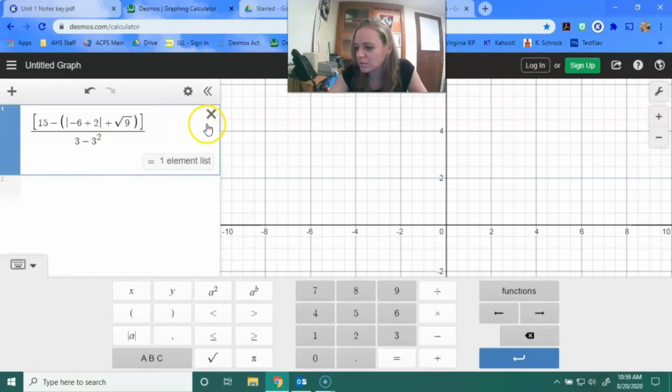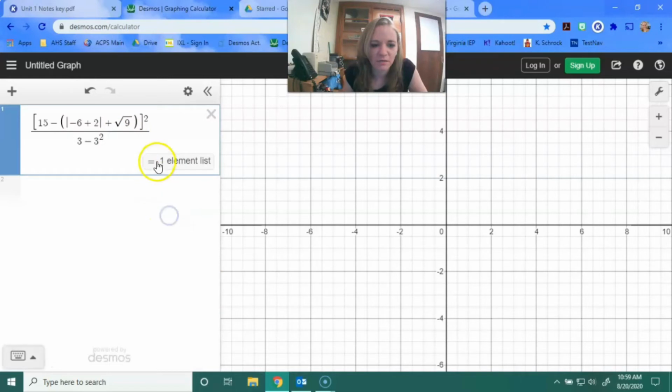Alright, so let's see what we got. 15 minus absolute value of 6 plus 2 plus radical 9. Okay, we are missing the squared out here. Let's see. So I just put my cursor out, push the squared button, and it gives me that. 3 minus 3 squared, one element list. Alright, what does that mean?